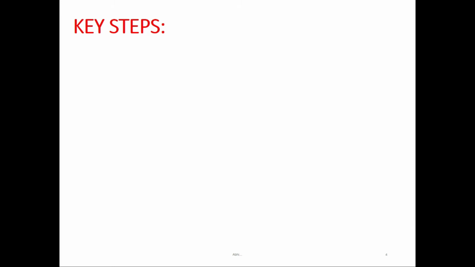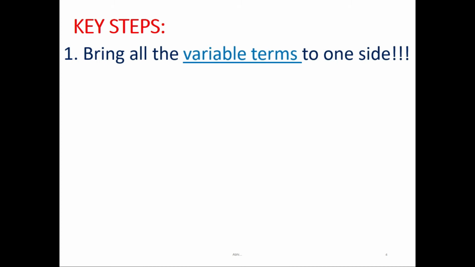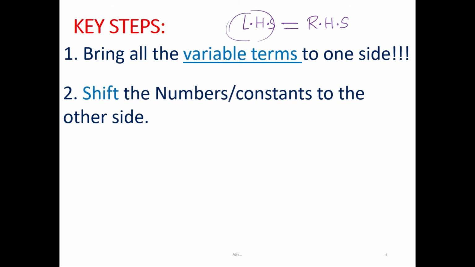Before we start solving, I'll just give you the key steps. Step 1, bring all the variable terms to one side. You have two parts to an equation, the left hand side and the right hand side. Try to bring the variable, it can be x or y or a, to any one of the sides, and then shift the constants, the numbers, to the other side. That's the second step. And third is to solve for the variable using the algebraic rules.